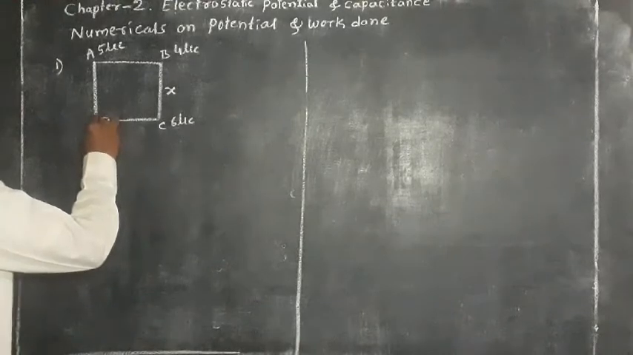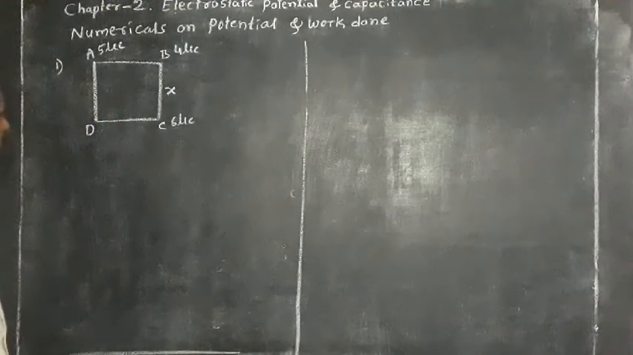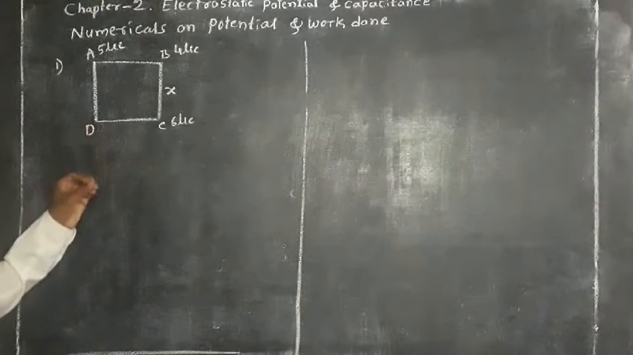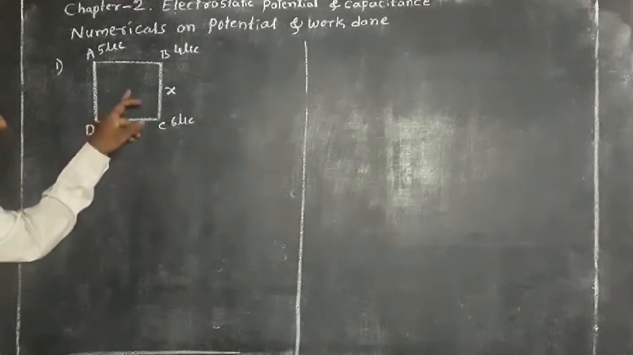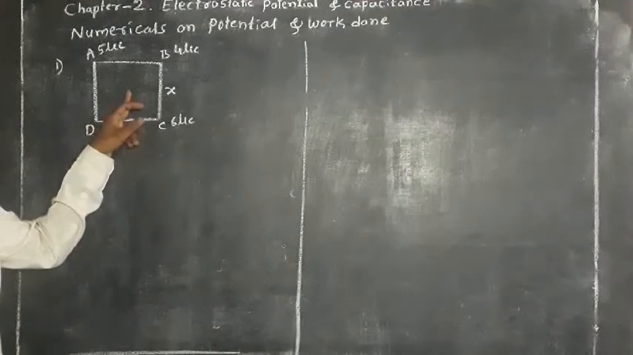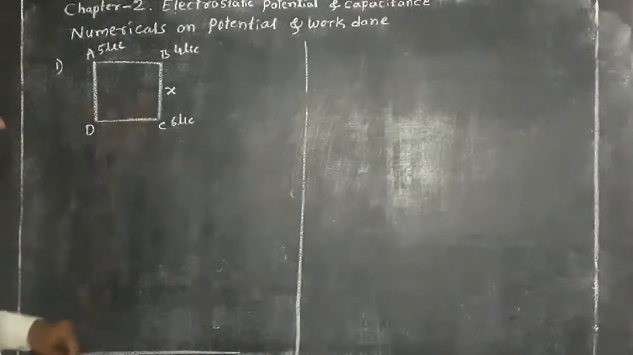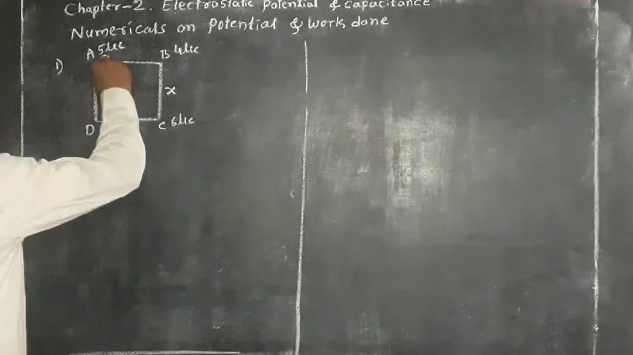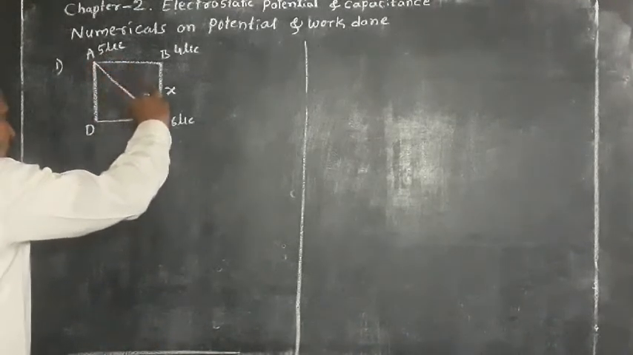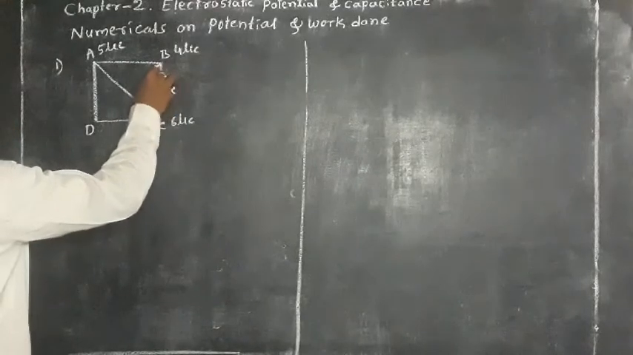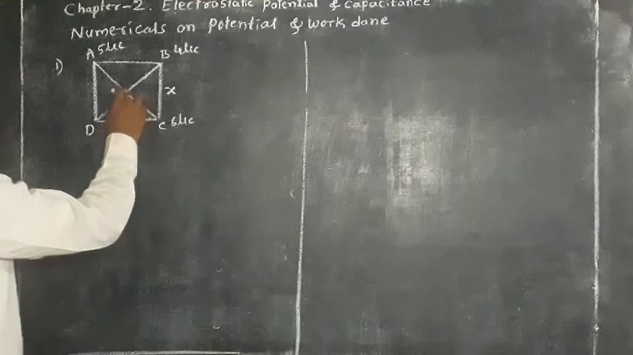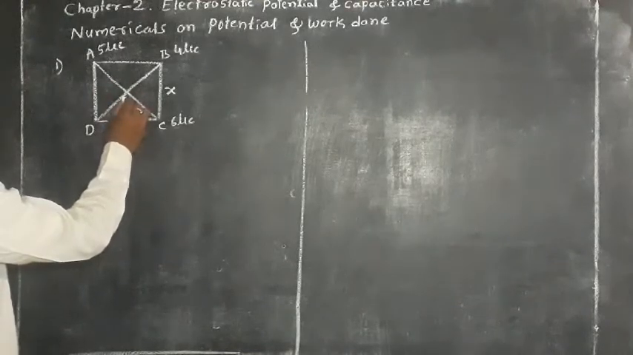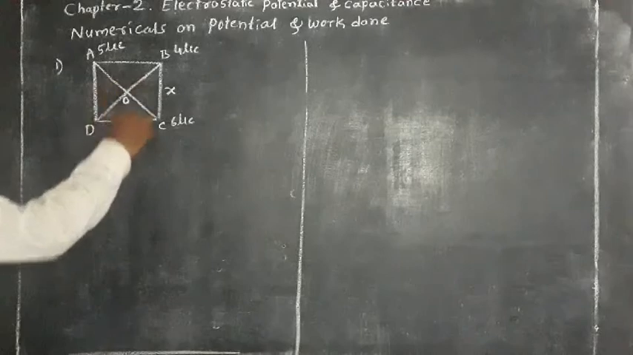Then what is the charge at the fourth corner to be placed so that the potential at the center of the square is equal to 0? To find the center of the square, join AC and BD, and O is the intersection of these diagonals, and O is the center of the square.